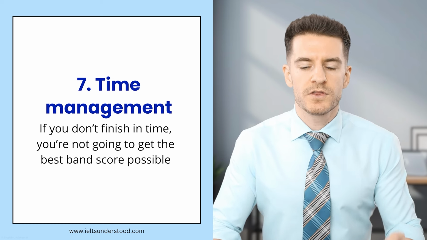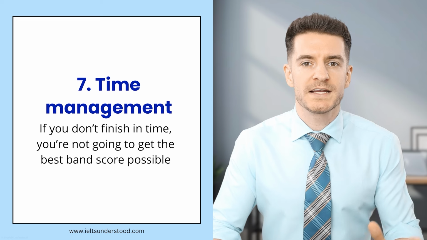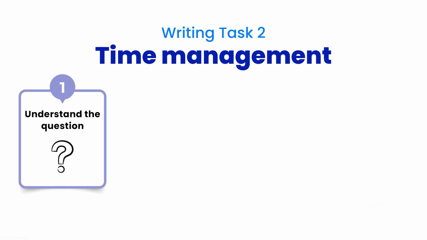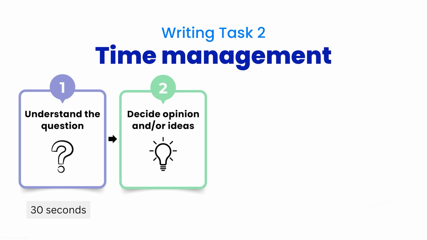So let me quickly show you the basics of time management in writing task 2, so you can always finish in time. So the first thing that you should do is understand the question. You need to know what to do and what not to do. This should take you around 30 seconds. Secondly, you need to decide your opinion and or your ideas. This should take you around 90 seconds because you need to think about if you agree or disagree, if it's an opinion question, and you need to think about what you're going to write in the body paragraphs.